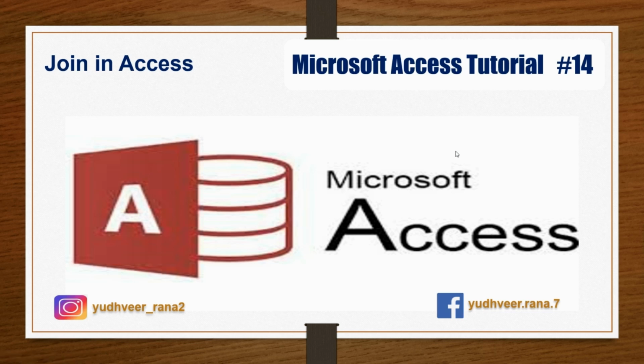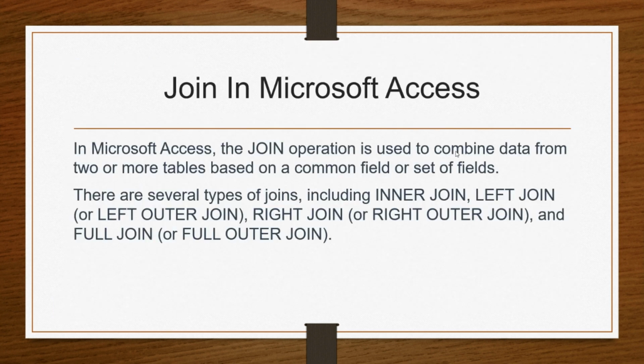In this video, I'll talk about join in Access. So what is join in Access? In Microsoft Access, the join operation is used to combine data from two or more tables based on a common field, the field which is a primary key. So there are several types of join: inner join, left outer join, right outer join, and full outer join.